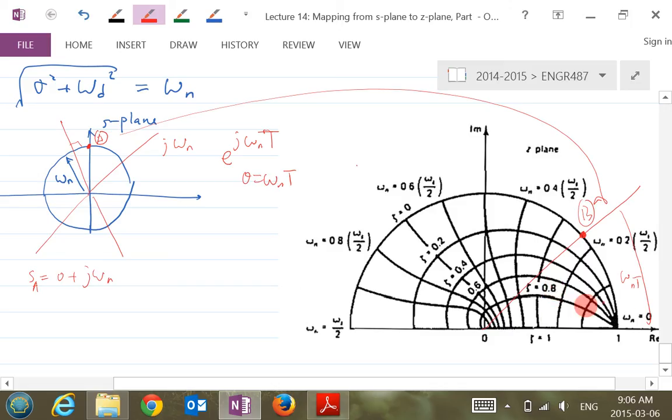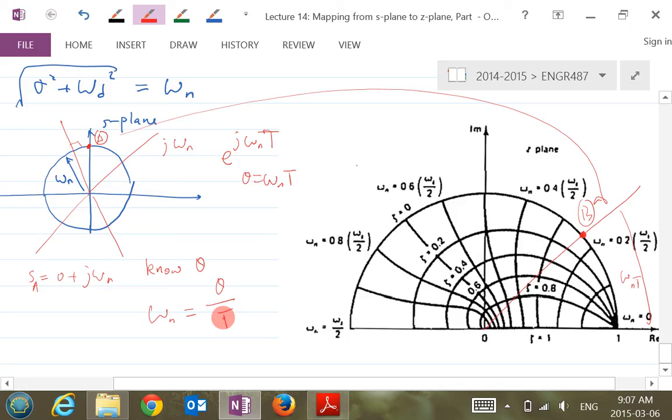What does theta equal to according to the current calculation? Theta equals omega n T, right? So if you know theta, then the natural frequency at this location is supposed to be theta over capital T, right? Yeah. But the problem is you probably don't know what the sampling time is.